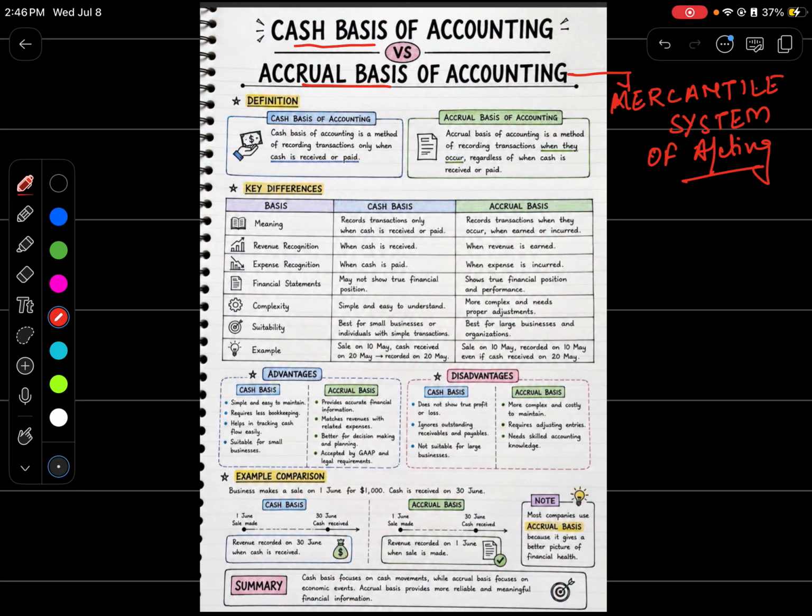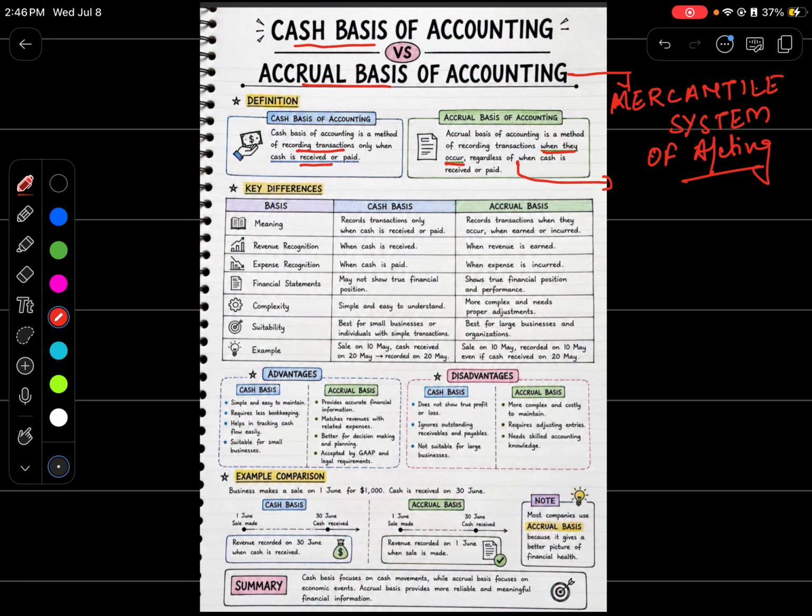Understanding what these two bases of accounting mean: when we're talking of cash basis of accounting, we are recording the transactions only and only when the cash is either received or when the cash is paid. On the other hand, accrual basis of accounting is when we are recording the transactions whenever they are occurring, irrespective of the fact when the cash is received or paid. That means we are not impacted by the inflow or outflow of cash. What we are impacted by is when the transaction occurred.